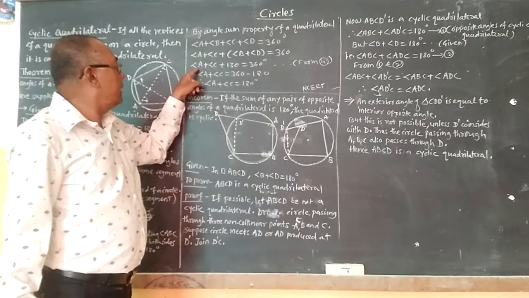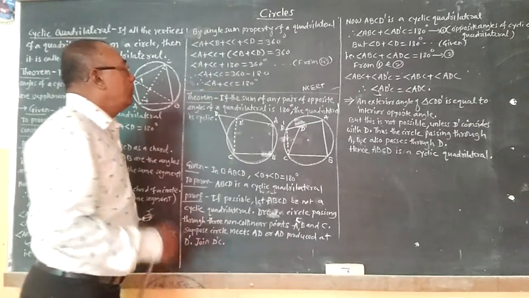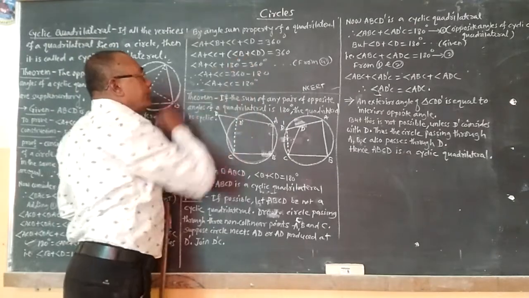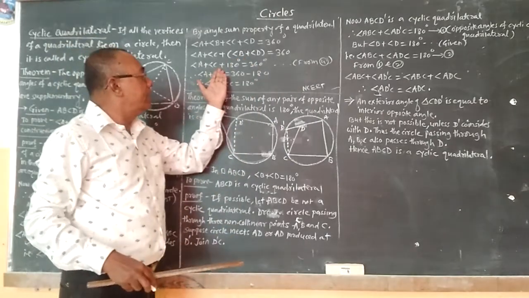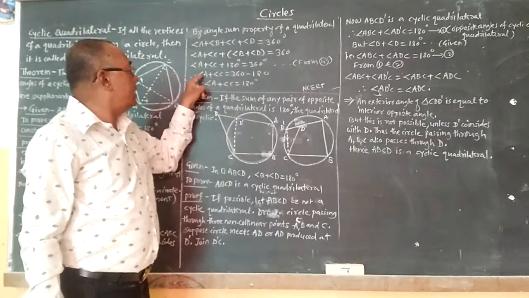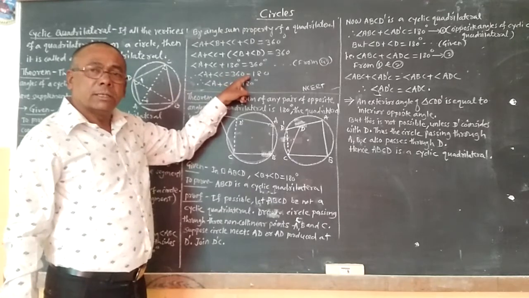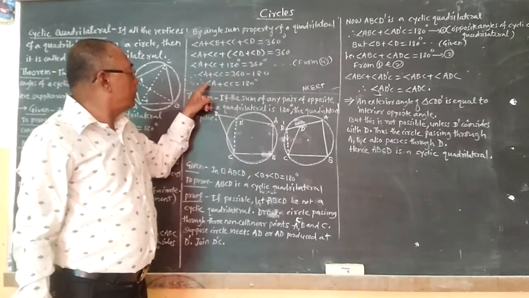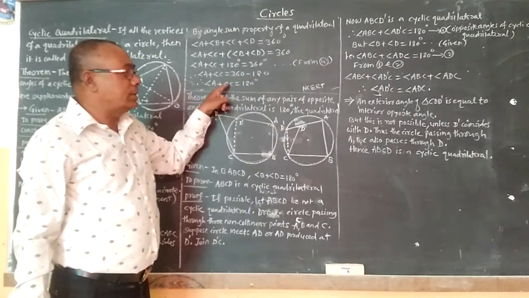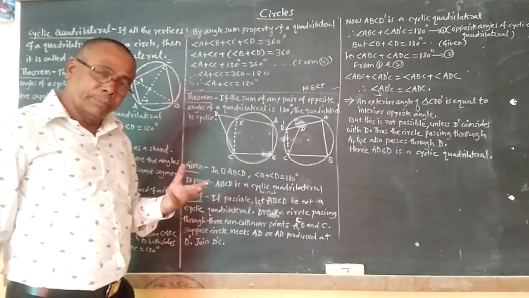So angle A plus angle C plus 180 degrees is equal to 360 degrees, and now taking 180 to the right side of the equation, we will get angle A plus angle C is equal to 360 minus 180. So it will give angle A plus angle C is equal to 180 degrees. So the remaining part of the theorem is proved here.